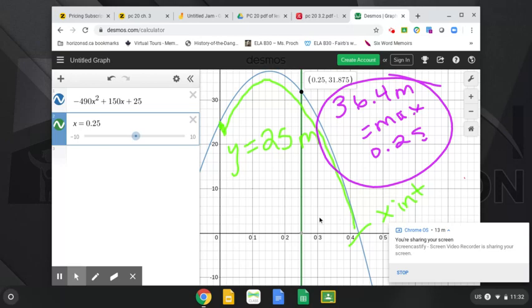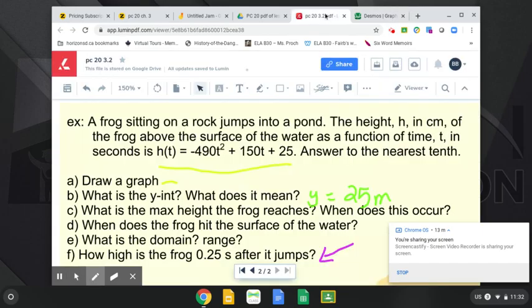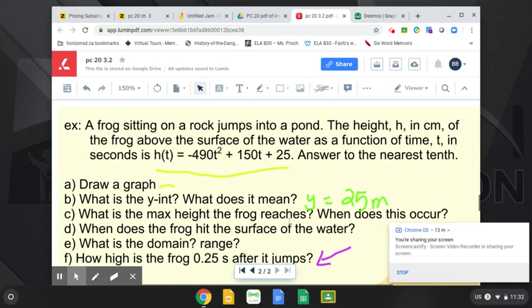So that's that. In regards to the question, hopefully you're able to interpret that graph. That's really important, that you're able to not only graph and pick out certain things, but you have to interpret what's actually happening in the situation. Hopefully that made a little bit of sense to you.